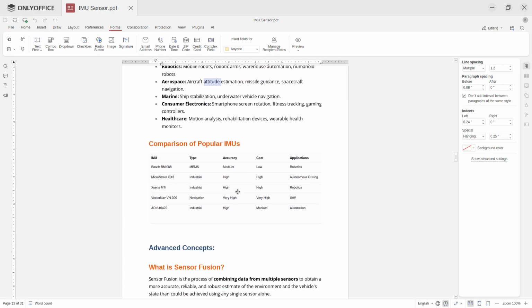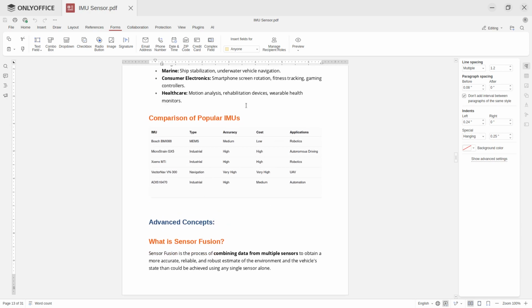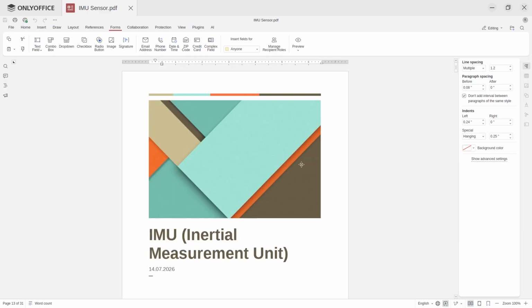wearable health monitors. So these are a comparison of popular IMUs. You have Bosch, Microstrain, Xsens, VectorNav, ADIS. These are all different companies which produce IMUs. So you can see what type of sensors these are, what the accuracy is, what the cost is, and what the applications are, right?